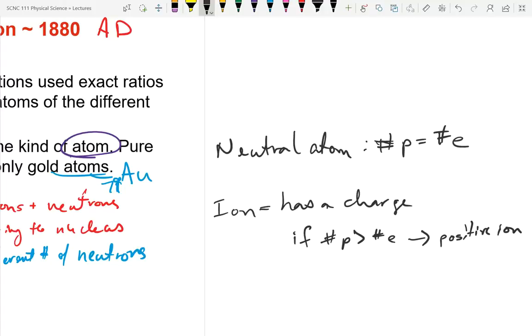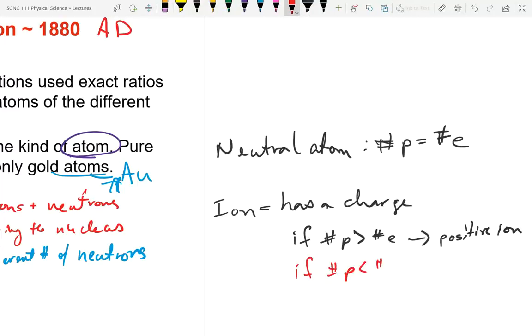So if I take my gold that has 79 protons and I yank an electron away so it only has 78, then that's a positive ion. And we refer to that as gold with a +1 charge, because it has one more proton than electron. And if we reverse this, if the number of protons is less than the number of electrons, then it's a negative ion.